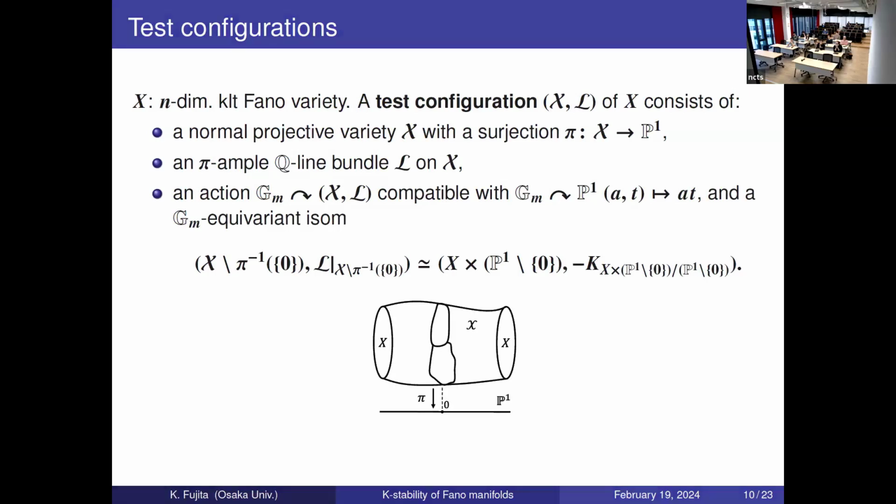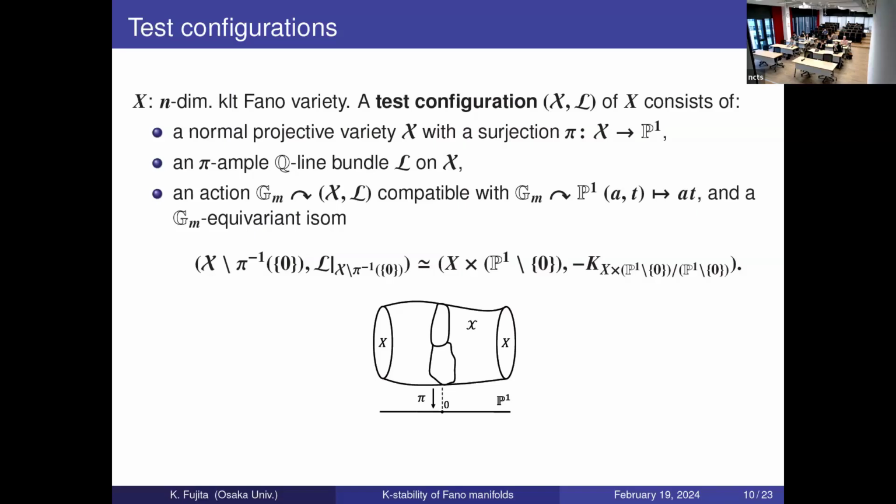So this is the definition of a test configuration. The figure of the test configuration curly X is the following: the total space of the degeneration, where outside the zero fiber, all fibers are X, but the zero fiber might be degenerate.